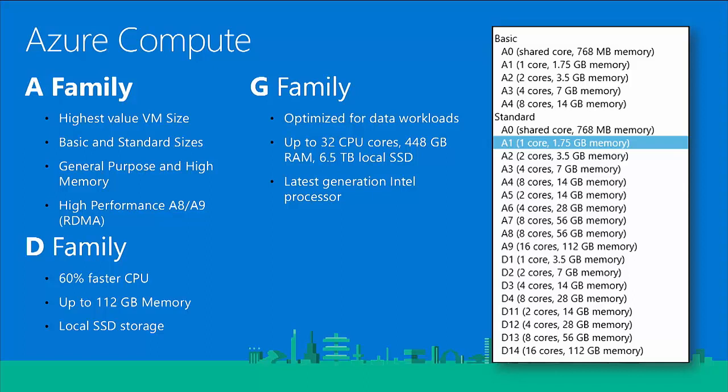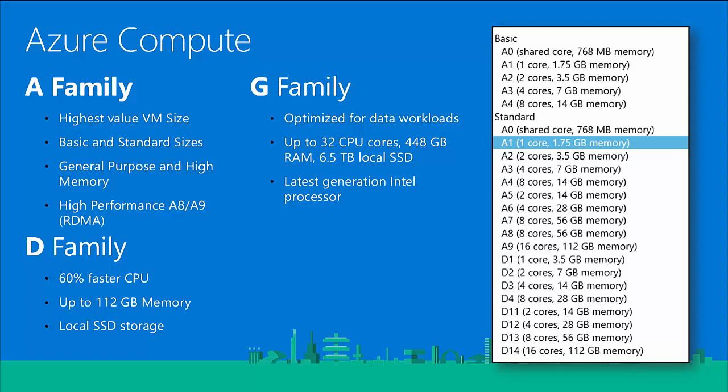You also have the D family VMs. They're very similar to the A family. The big difference is that you have a local SSD. So your VM is using a local SSD for temp storage, and the CPU is slightly faster. So the D family is if you need the SSD and you need a slightly faster CPU.